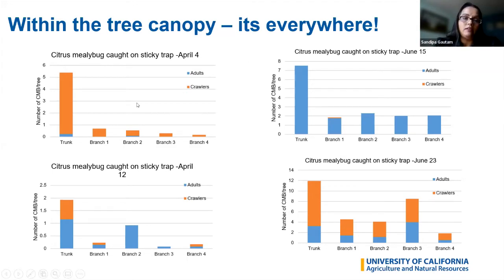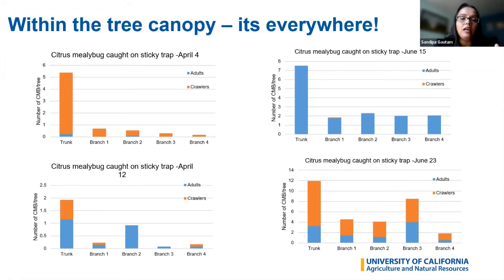What you see here is that on the first week of April, we found a lot of crawlers on the trunk. So that's when they started moving up the trunk. And if you look at the population proportion here, there were some crawlers that were caught on different tapes that were on different branches, but the majority of the population was on the trunk and it was moving up.